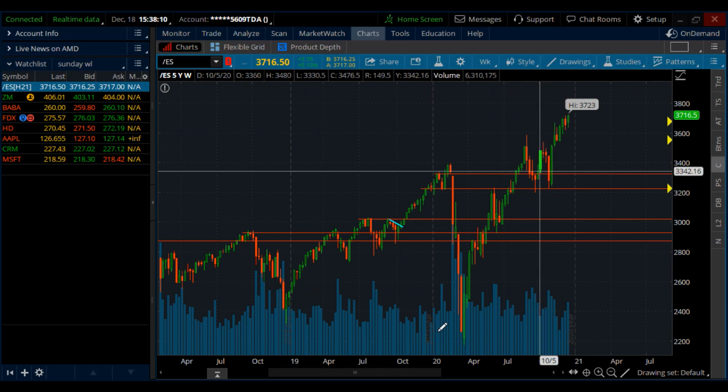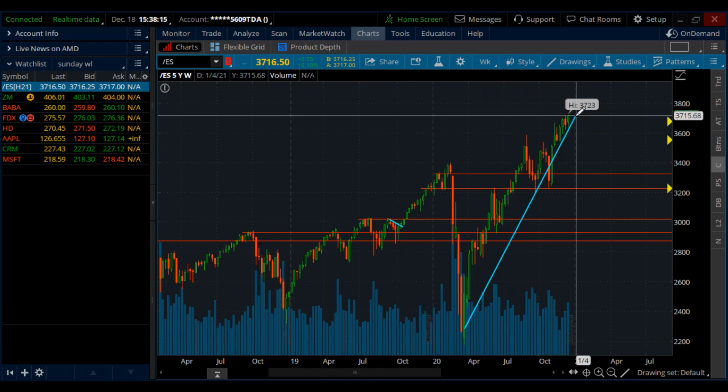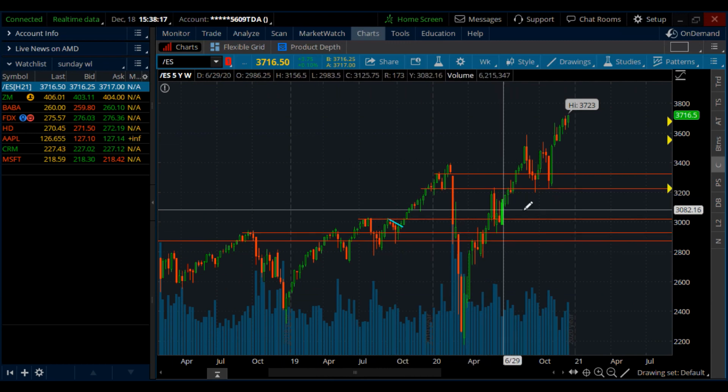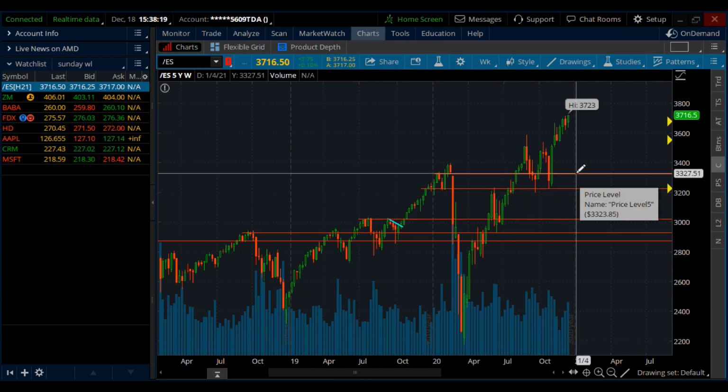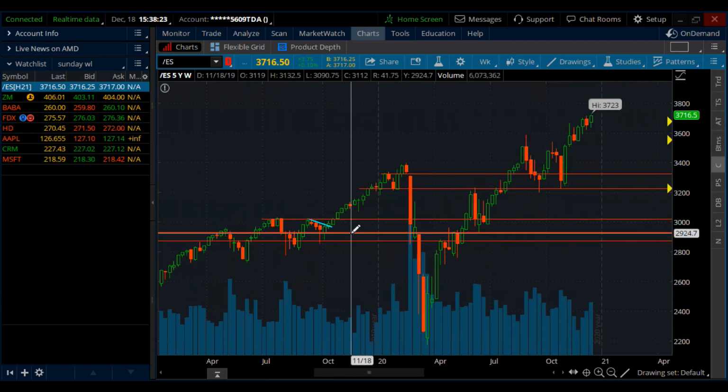But let's look at this right here. My goal is to look at this and see how the price action ended up working out and brought us to these new levels. So again, let's do this real quick.